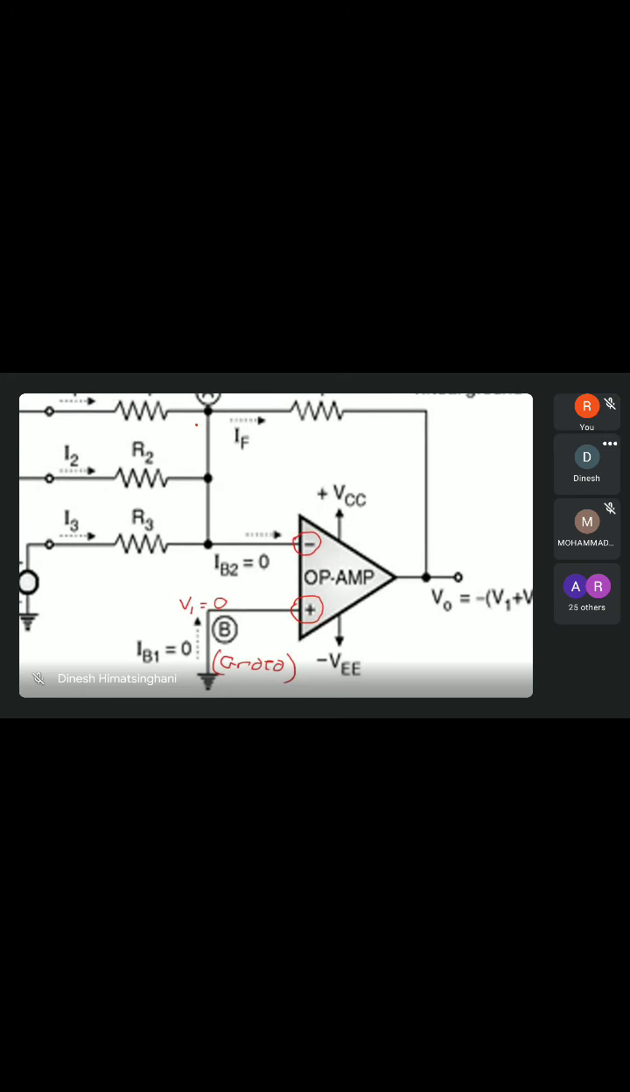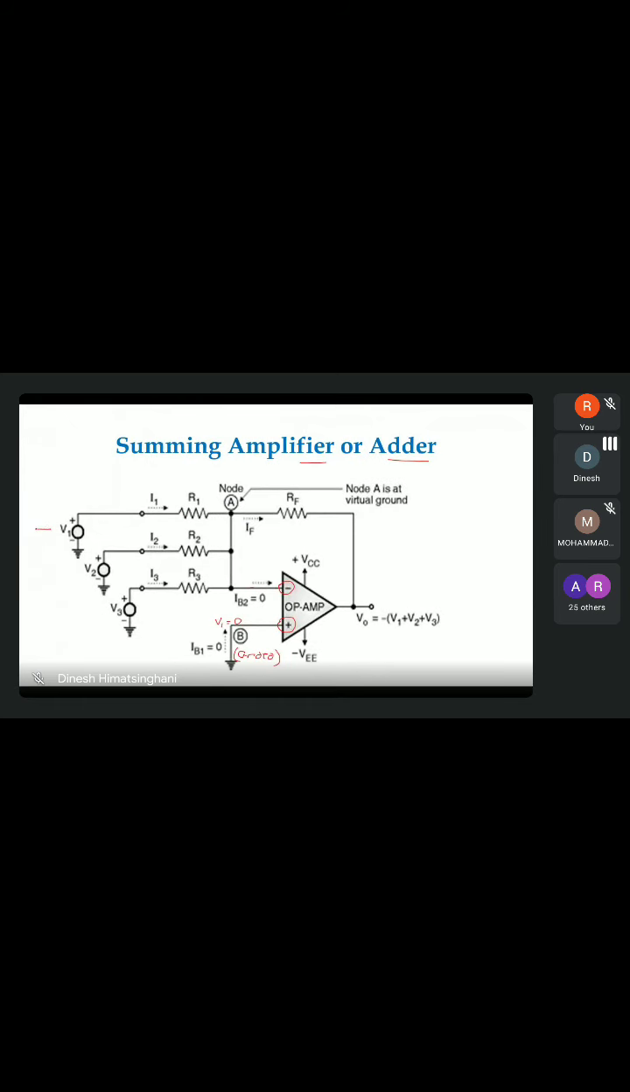But look at the inverting input. In this case, I have applied three voltages, V1, V2, V3. V1 is connected to a resistance R1. V2 is connected via the resistance R2. V3 is connected via the resistance R3. And let us assume that I1, I2, I3 are the currents through R1, R2, R3 respectively. This is IB, the current that is going into the input of the op amp. The op amp is ideal, with infinite input impedance, so the current is 0.